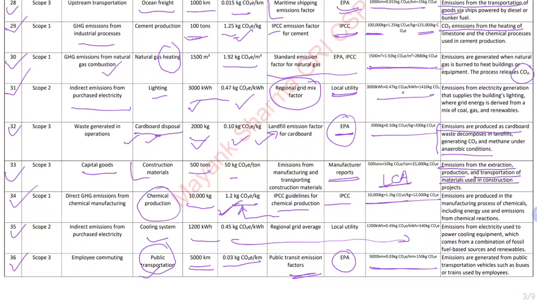So these are different types of examples related to scope 1, 2, 3 emissions. We'll take more examples, friends.